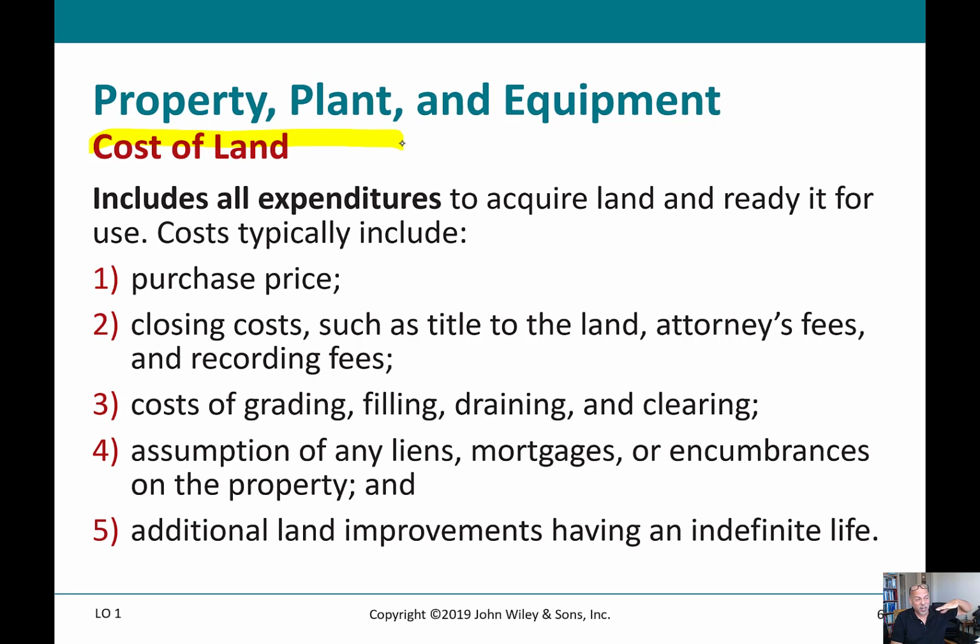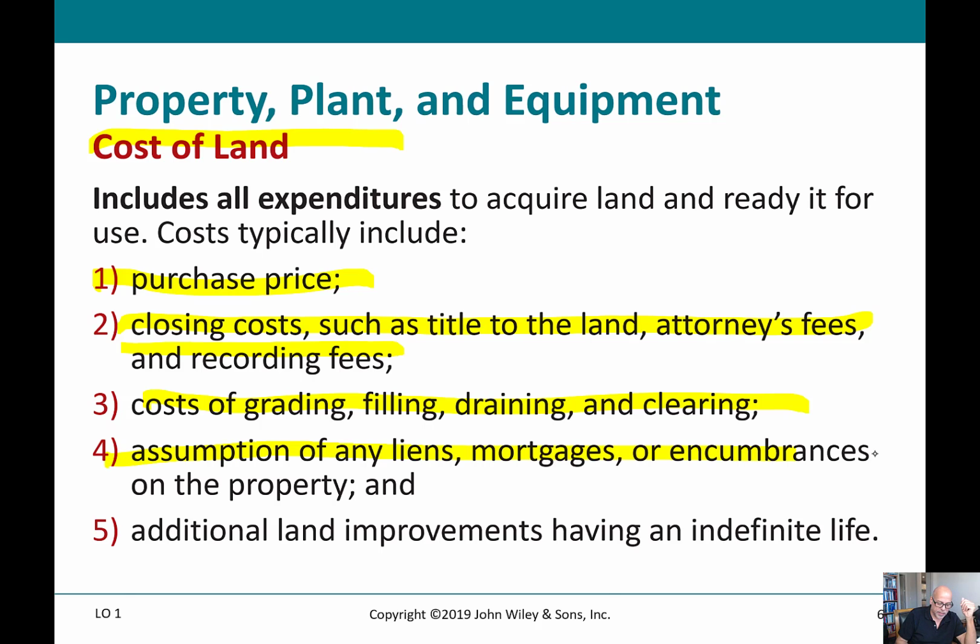Let's just get that visual in there, getting that land nice and flat so you can begin building on it. Maybe the lot's kind of like this, and you're like, oh, that's not going to work for my purposes. I'm going to fill that in and level it off so it's nice and flat so I can begin building on it. That's part of the cost of the land. So what do you have? You have the purchase price, closing costs, fees for the recording of title to the land. Maybe you had to pay a real estate person some money to help you find that land. Cost of grading, filling, draining, clearing, getting it nice and flat.